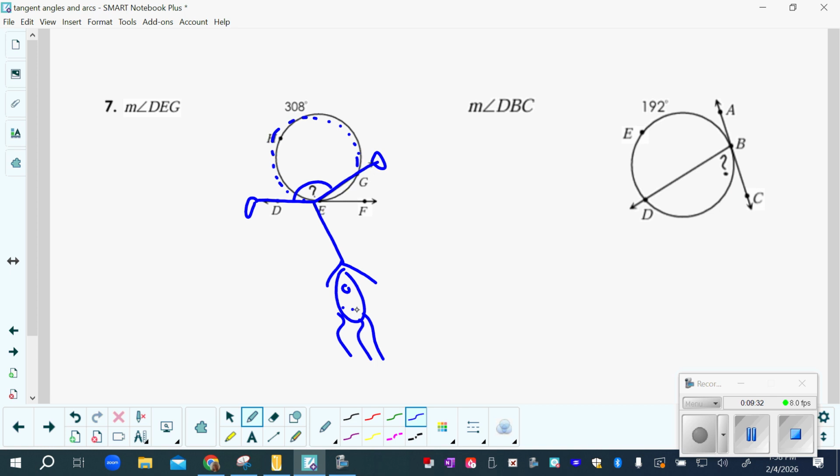We're just going to cut in half, right? So we're going to take the 308, divide it in 2. So we're going to say 308, cut in half, 154. Does that seem right? Nice. Okay. We're heading over to number 8.